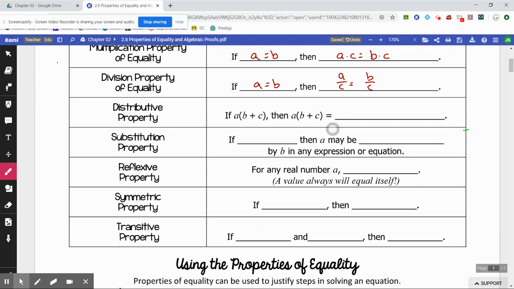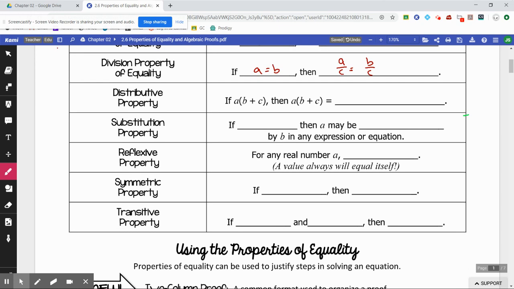The distributive property is the property we use to get rid of parentheses. If A times the quantity B plus C, then A times (B plus C) will equal A times B plus A times C. So we can get rid of those parentheses by multiplication.